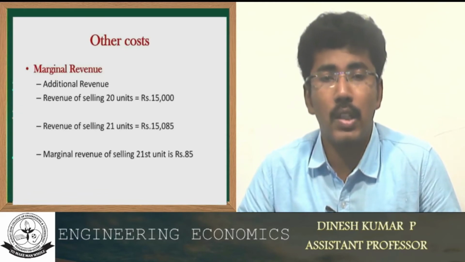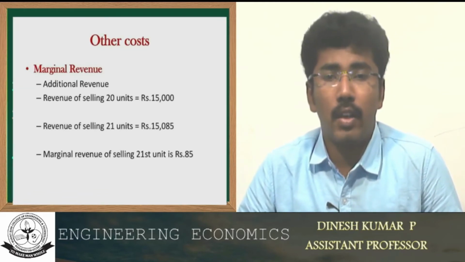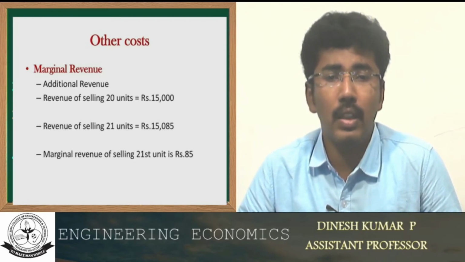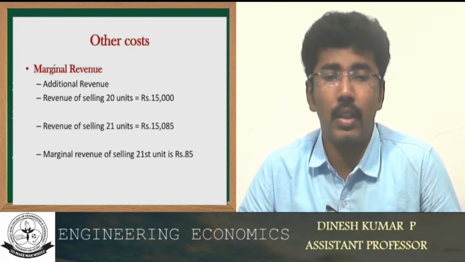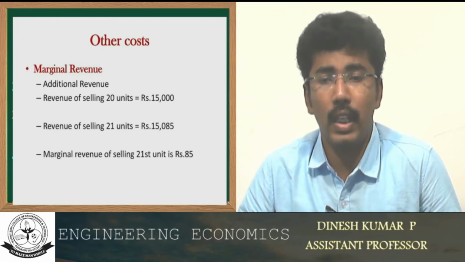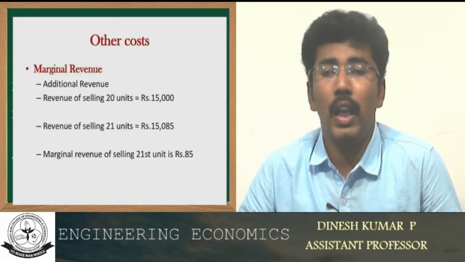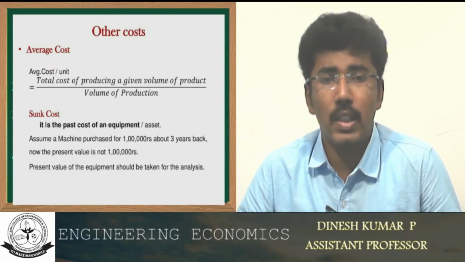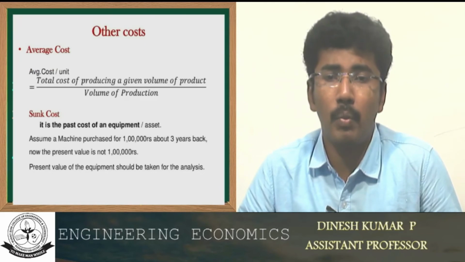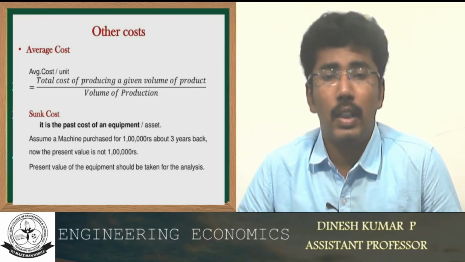Next, the marginal revenue, that is the additional revenue. The revenue of selling 20 units is 15,000. If we sell the 21st unit, it is 15,085 rupees. The marginal revenue of selling the 21st unit is 85 rupees. Average cost. The average cost is the ratio of the total cost of producing a given volume of product to the volume of production. Next, the sunk cost.